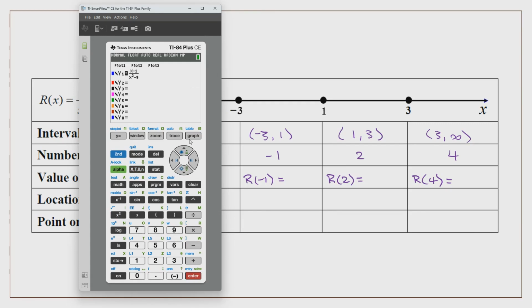Enter that in. I'll then go to my table by pressing second graph, and I now have some values here. So I want the y values for my chosen numbers. So I'm going to need negative 4, which is -5/7, or roughly -0.7. Then I'll need negative 1, I'll need 2, and I will need 4. Okay. All right. So we're going to take those values and place them on our chart.